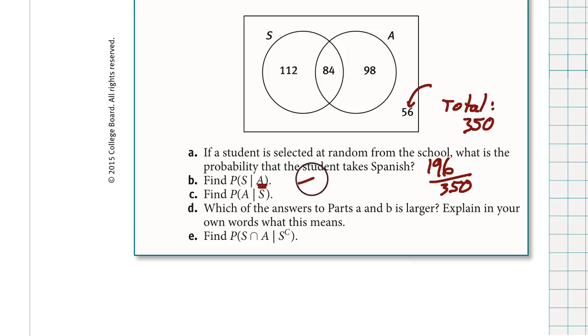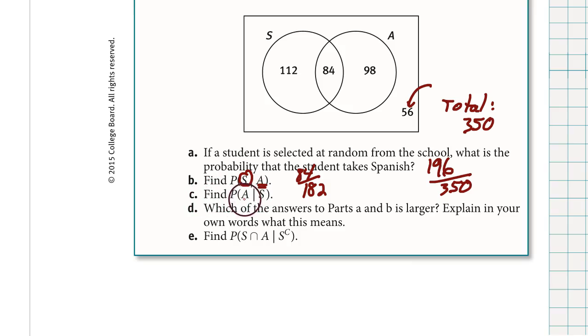Question B, the probability a student has Spanish given that they're in art. So if we know they're in art, our denominator is not 350, but it is the number that's in the art circle. That's 84 plus 98, which is 182. Now, of the 182 in the art circle, how many of them are in Spanish? That's the 84.